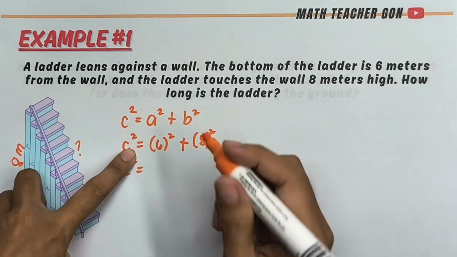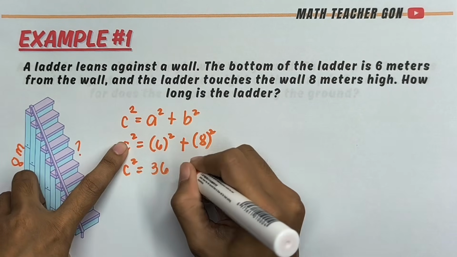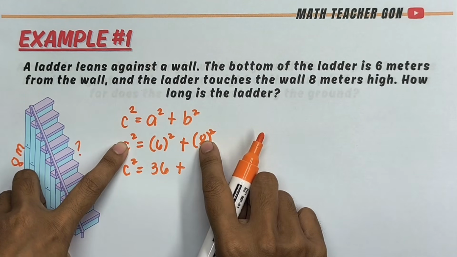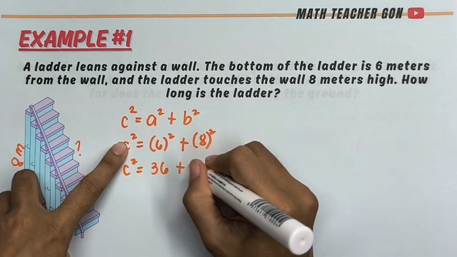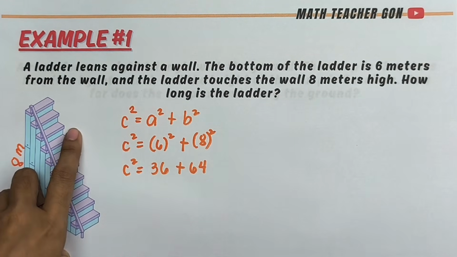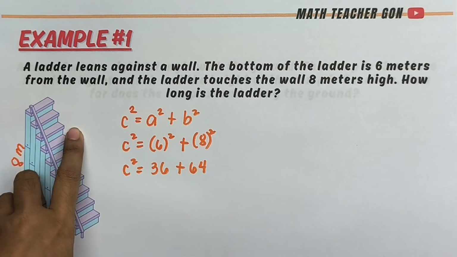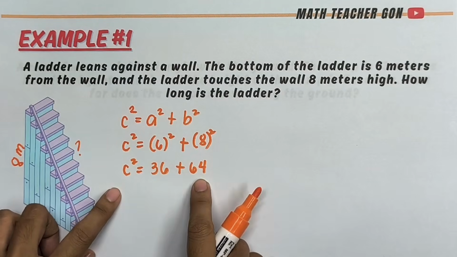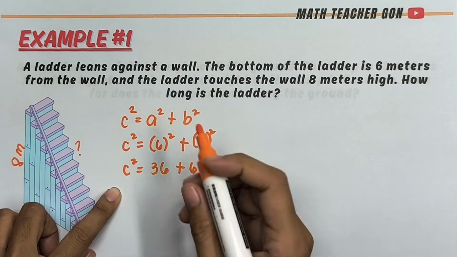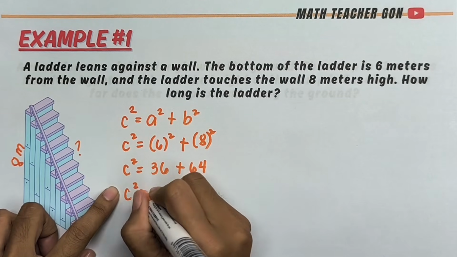6 times 6, that is 36. Plus 8 times 8, that is 64. Next is, you add the values here. 36 plus 64 is equal to 100.